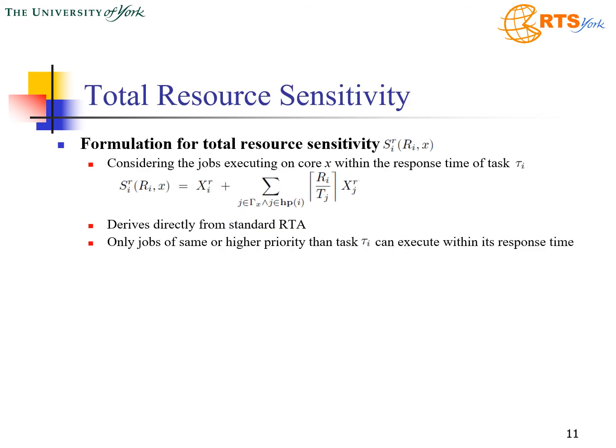So let's first of all look at the formulation for the total resource sensitivity. Well, this derives directly from standard response time analysis. We simply consider all of the jobs executing on that same core within the response time of task i and sum up their resource sensitivity values. Here we only need to consider jobs of the same or higher priority than the task under analysis, as they're the only ones that can execute within its response time.